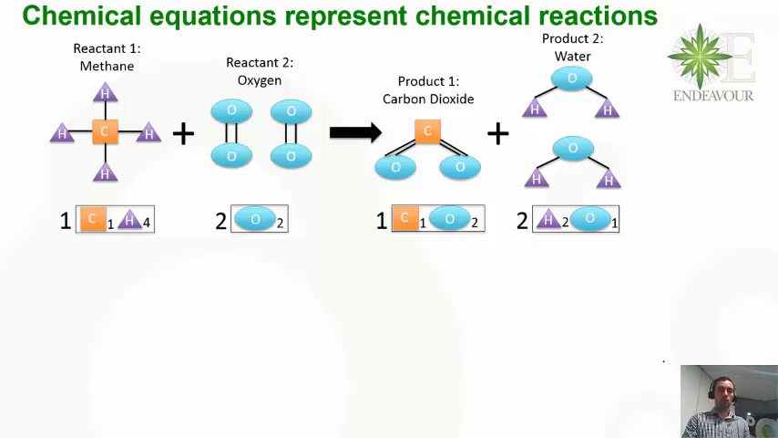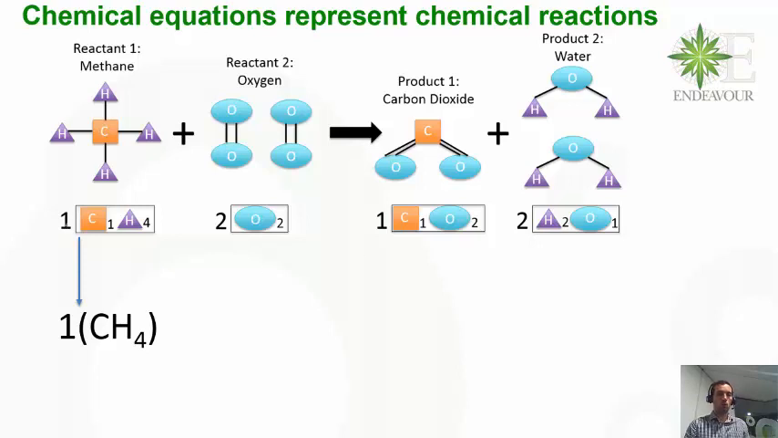So essentially, normally when you're doing a chemical equation, you don't have the atom types being shown as circles, ovals, and whatever else. So we're going to get rid of those to simplify the representation.